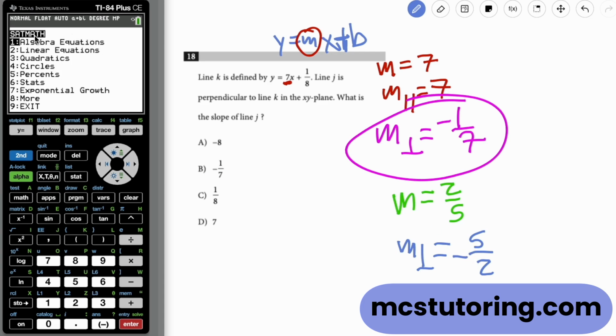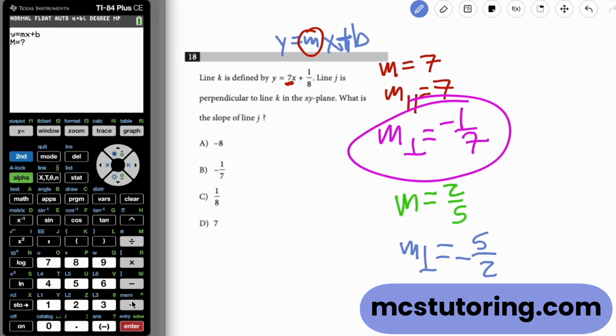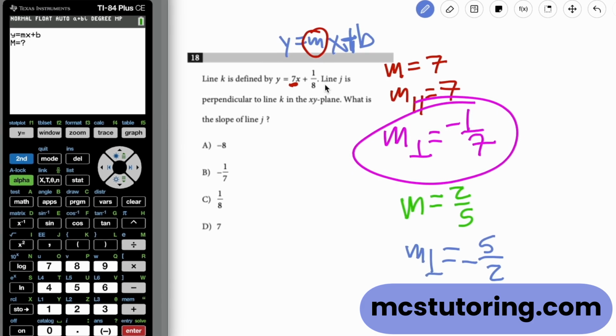For those of you who wanted to solve it through the calculator program, go to linear equations. And what do we have? We have y equals mx plus b, which is slope-intercept form. Now, this is kind of funky. Standard form is one of the least often used forms in lower levels of math, but it's just called standard. I don't know why, but whatever.